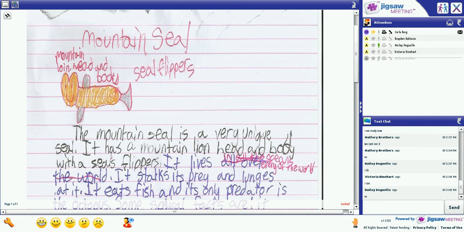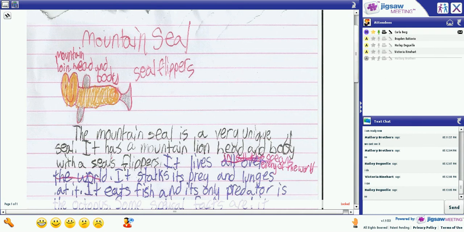Mountain seal is a very unique seal. It has a mountain lion head and body with the seal's flippers. It lives in all the oceans, every part of the world. It stalks its prey and lunges at it. It eats fish, and its only predator is the octopus. Some special facts about it are, it only feeds at night and does not eat or attack humans. Now you see how the mountain seal is very unique. Awesome. Thank you very much.